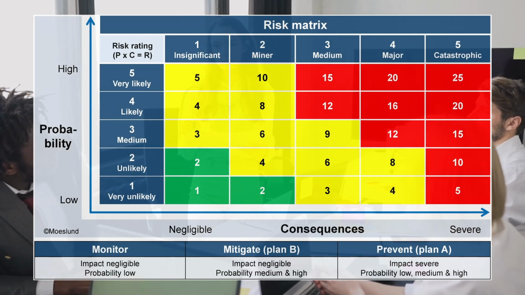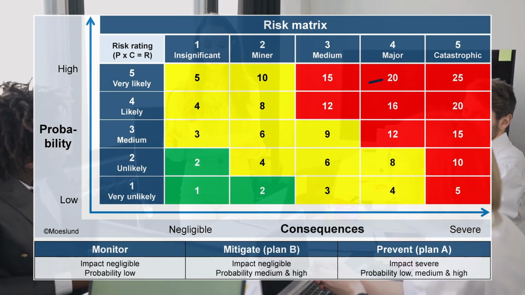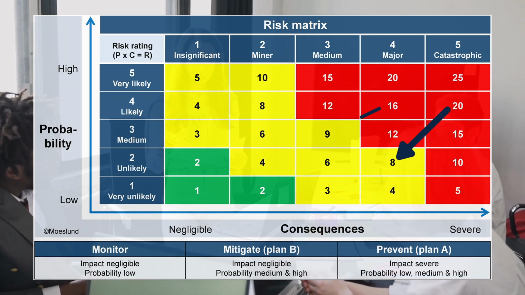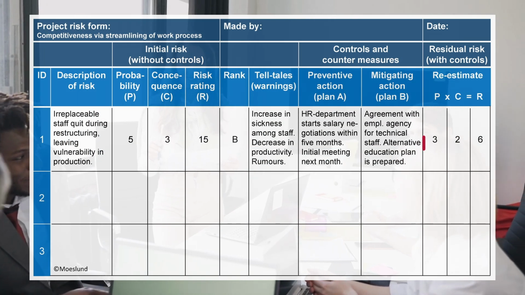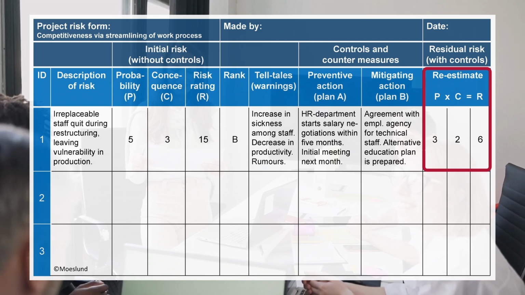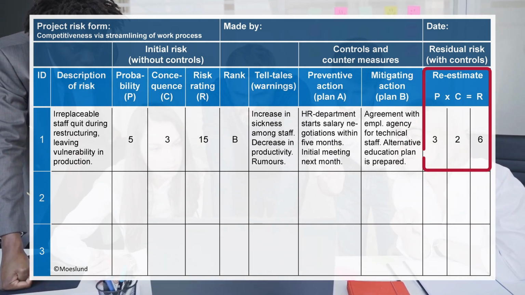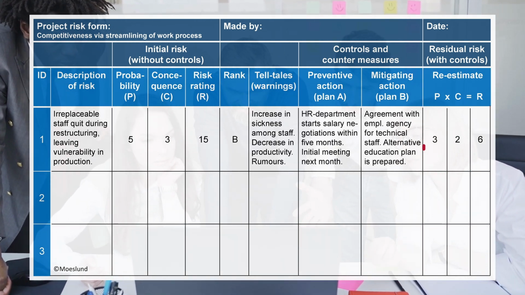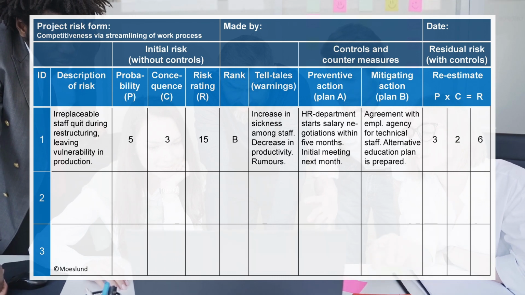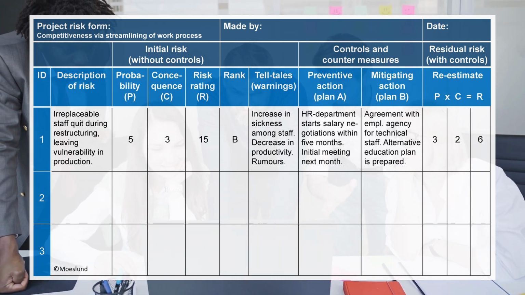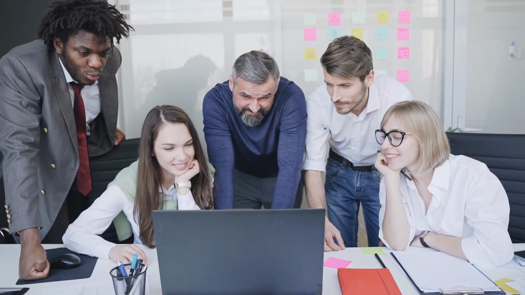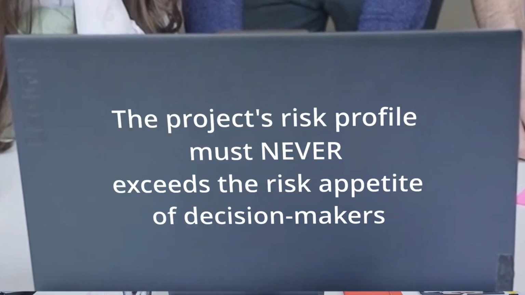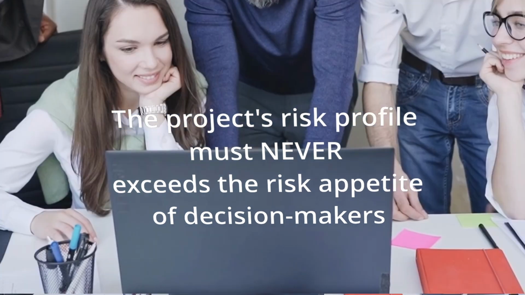After the analysis of proposed risk treatment, we reassess the risks. Having done this, they are now ready to be either accepted or rejected by the steering committee and the project owner according to their risk appetite. Should risks be rejected, the project must be changed according to new standards. You should ensure that the project's risk profile never exceeds the risk appetite of decision makers.